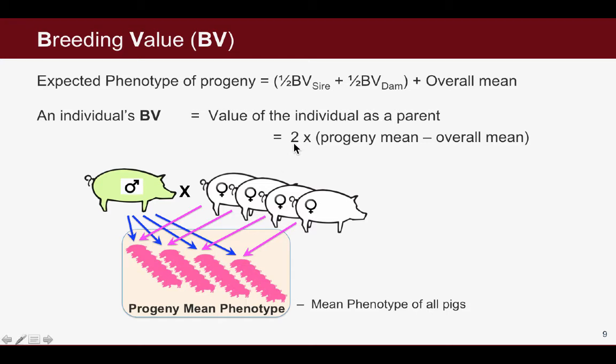Now, the factor 2 here comes from the fact that progeny only receive half the breeding value from the sire and the other half from the dam. This also illustrates the importance of selecting animals that have high breeding values for breeding, for producing the next generation, because parents with high breeding values tend to produce progeny that have higher phenotypes. And this is the main concept behind genetic improvement. So we try to select animals that have high breeding values and then use them to breed the next generation.